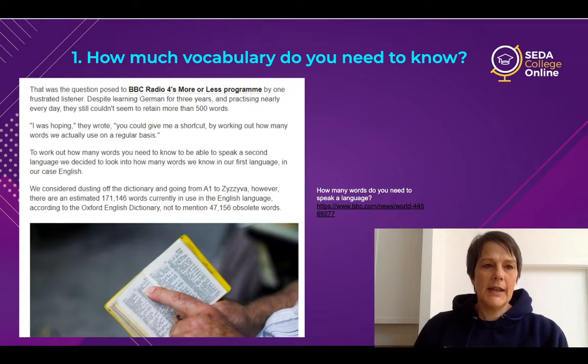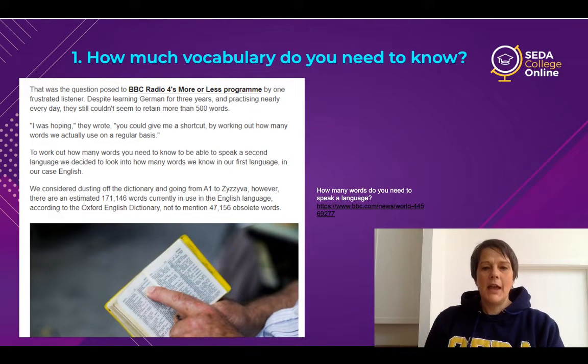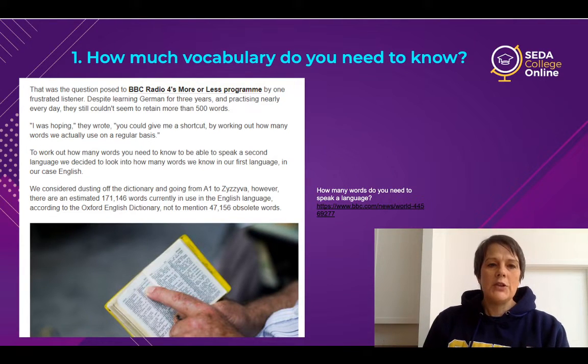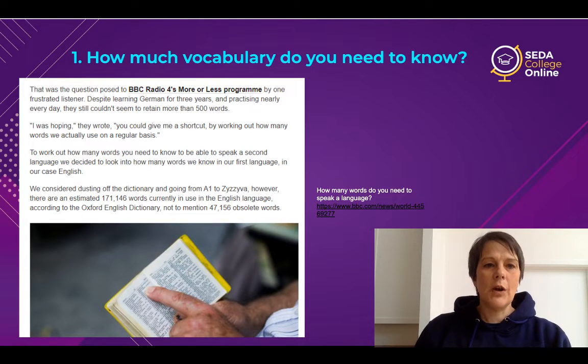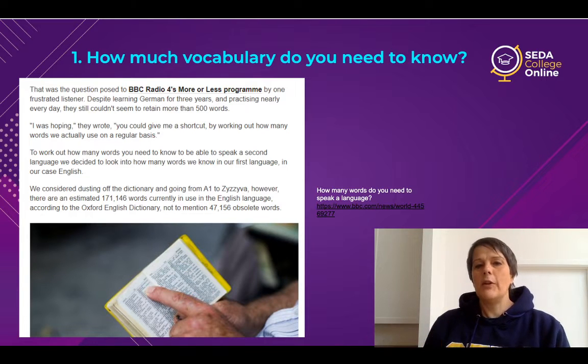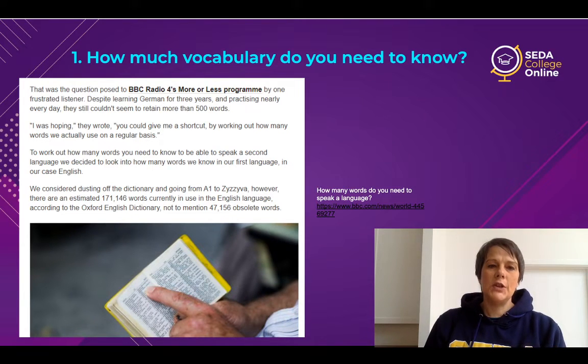So this is the article now. According to the article, as we read, it says this person had been learning German for 3 years, trying hard to practice every day, and still they felt that they couldn't retain more than 500 words. So the premise of the article is that we're okay, look, just tell me how many words do I need to know, and then I'll know when I've got to the end of my journey. And so this is the question that the article is trying to pose. How many words do you need to know in order to be an effective speaker?